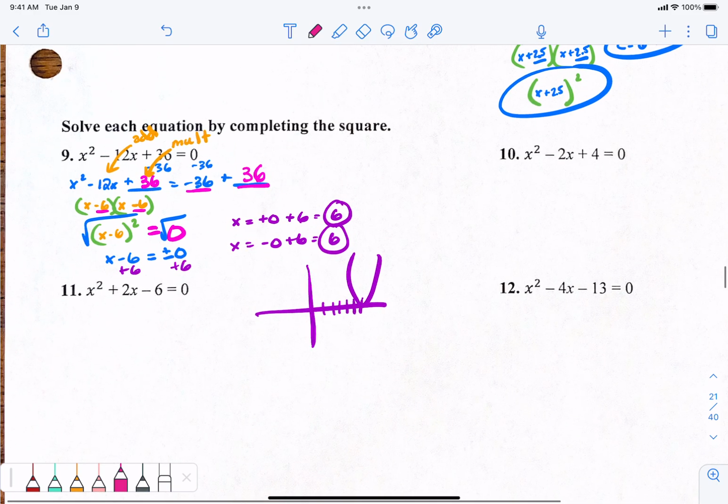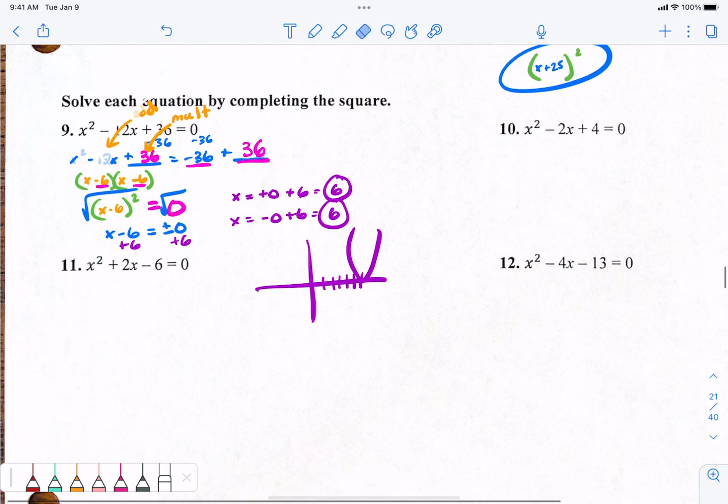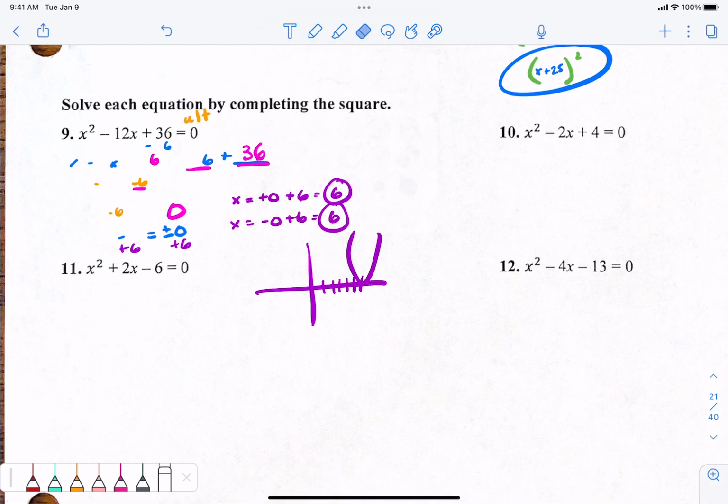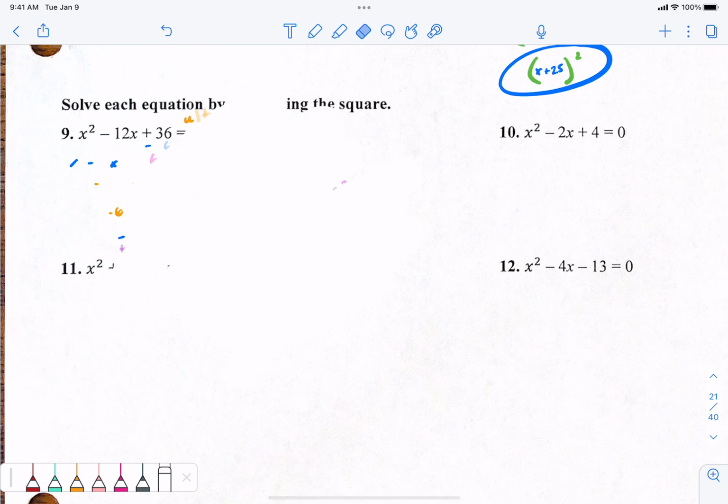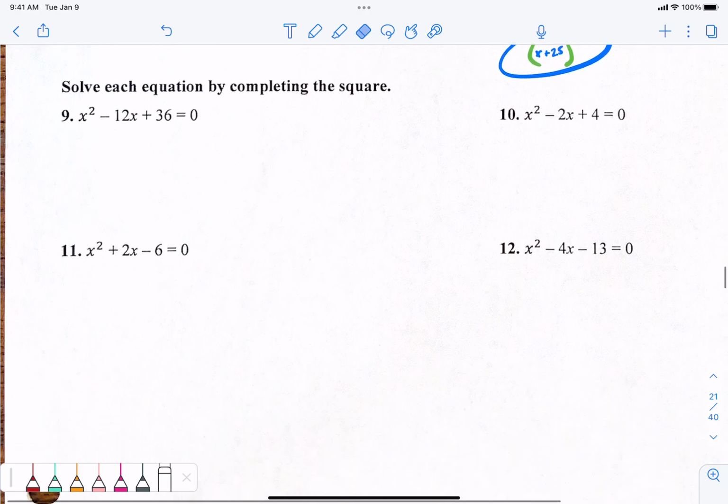Okay? All right, your task is to do the last 4 problems. Here's the deal. This is the homework, the last 4 problems on the homework. So you should have 1 through 8 already done.